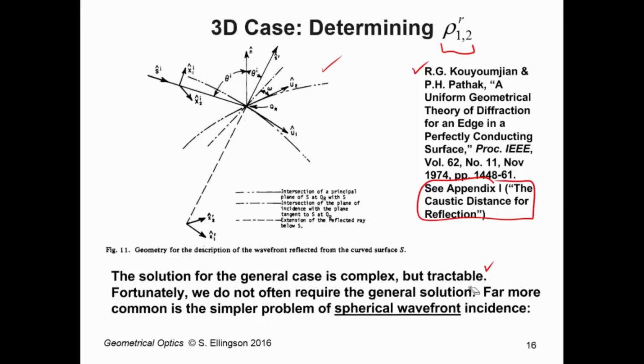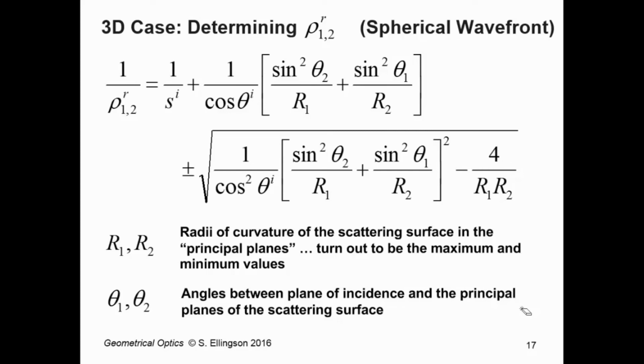Fortunately, we do not often require the general solution. Far more common is that we need the solution for spherical wavefront incidence. Because remember, most things like feed antennas in the far field produce radiation which can be viewed as being spherical. In other words, the far field of feed antennas can be interpreted as a spherical wave. So this simpler problem of spherical wavefront incidence is often all we need.